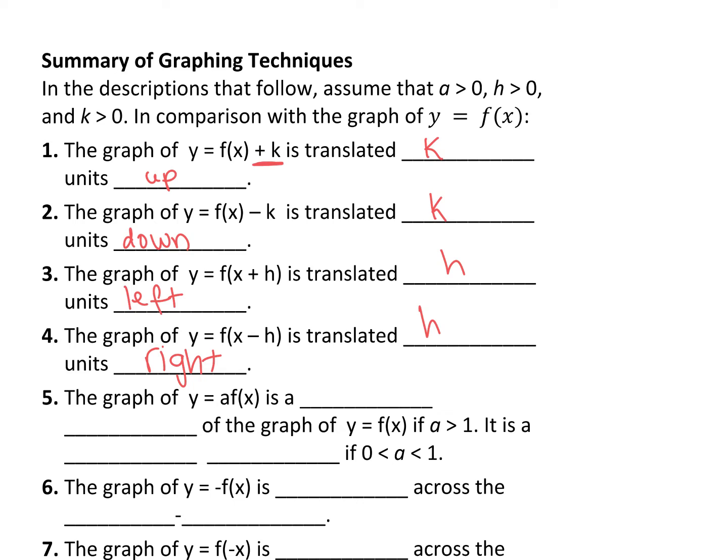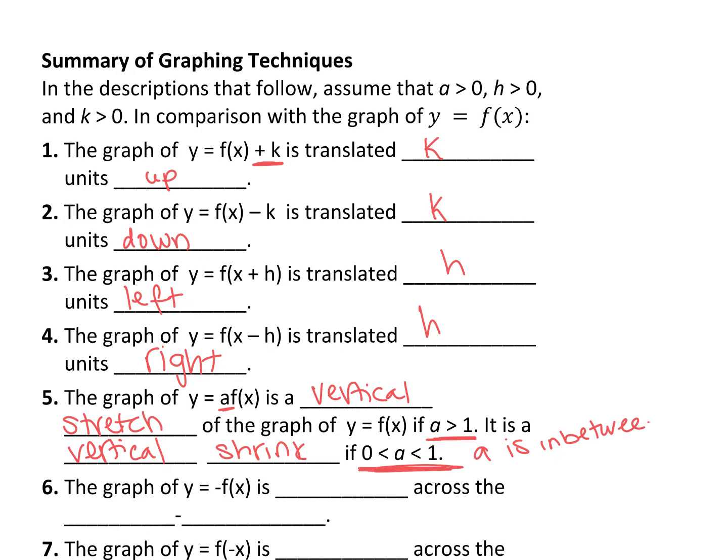And then we have a vertical stretch. So if we have a factor of a, we will say it's a vertical stretch when a is greater than 1. And we call it a vertical shrink or compression when a is in between 0 and 1. So this just means a is in between 0 and 1.